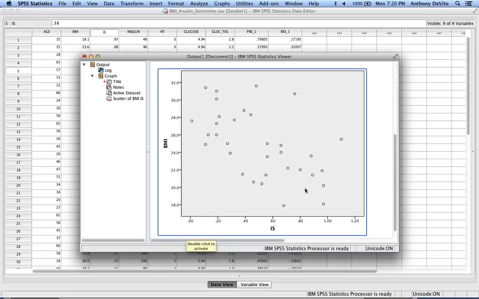As insulin sensitivity goes up, BMI goes down. So people with low BMIs tend to have high insulin sensitivity. In other words, their body reacts. Insulin works the way it's supposed to work to help them metabolize sugar. Now, if they develop insulin resistance, their insulin sensitivity goes down. So that's bad, right?